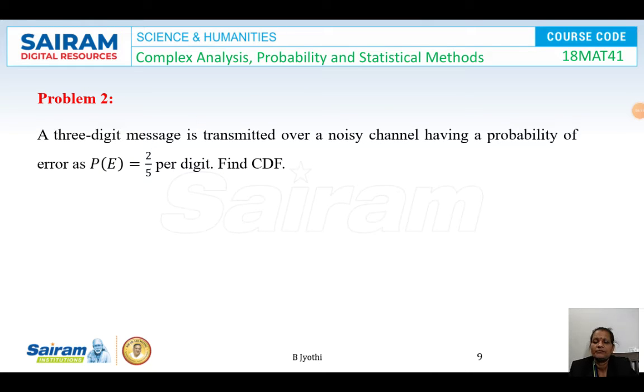Next problem. A 3-digit message is transmitted over a noisy channel having a probability of error P of E equal to 2 by 5 per digit. Find the CDF.